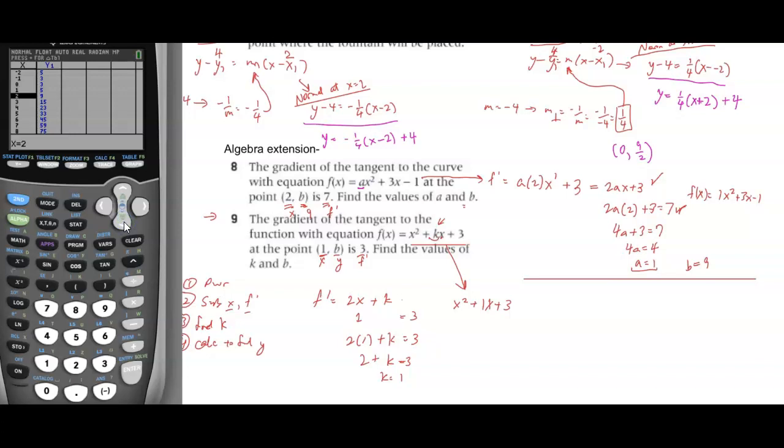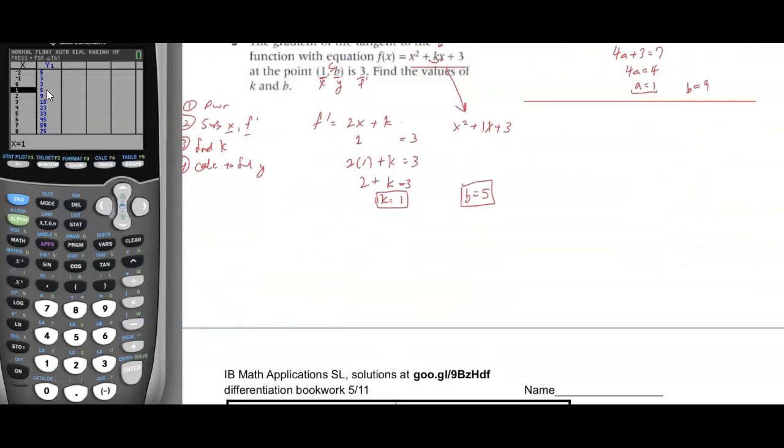Let's see, I want to know, oh, x equals 1, y equals 5. So b equals 5. Again, not an easy problem. I think that's it.